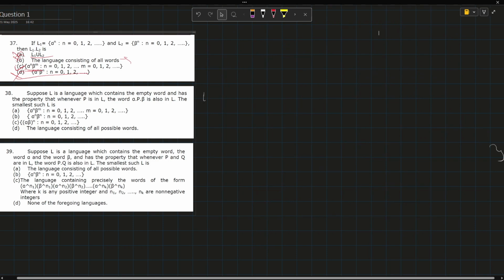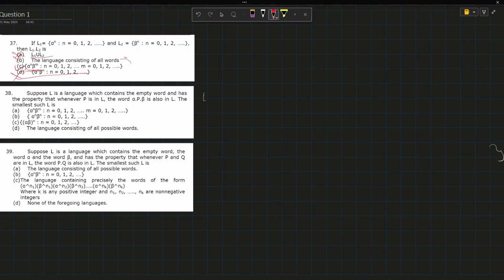Now for the second question of this part. Suppose L is a language which contains an empty word and has the property that whenever P is in the L, the word APB is also in the L. The smallest such L is. So we have to find the smallest language set that can satisfy this condition: if there's a word P from the L only, then when it combines with the alpha and beta, it would also be a subset of this L.